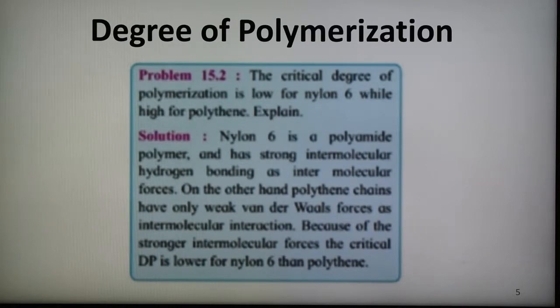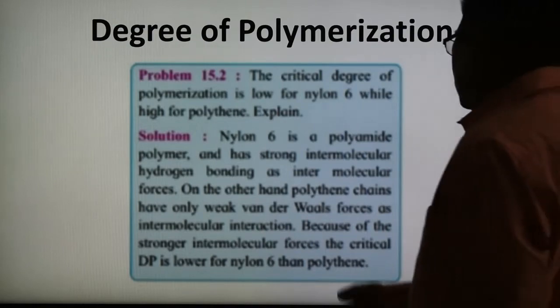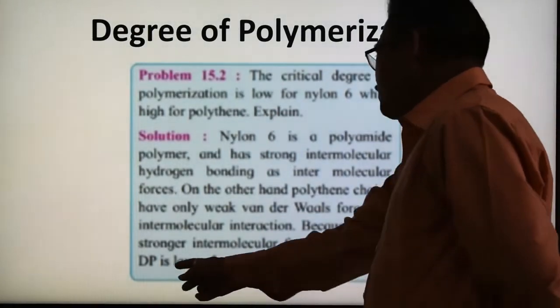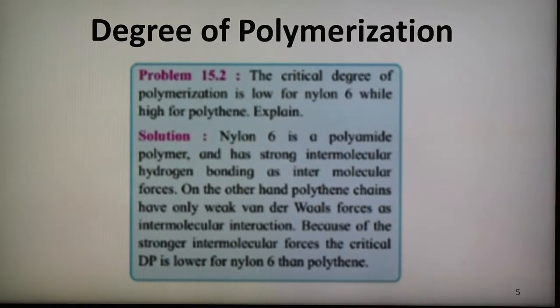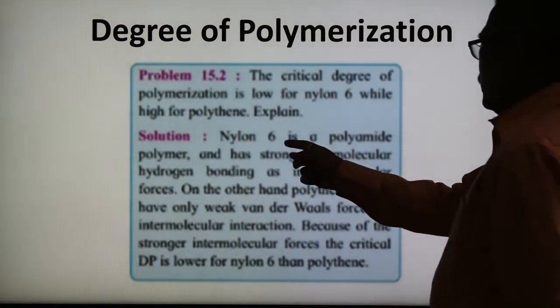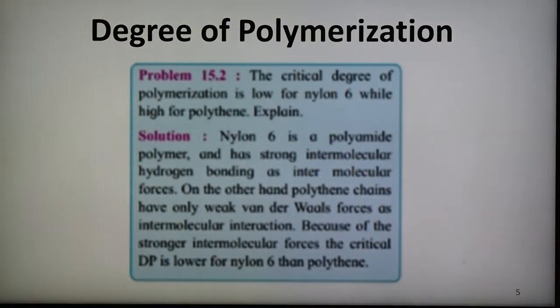On the other hand, in case of polythene, the chains have only weak van der Waals forces. So nylon 6 has strong hydrogen bonding, and polythene has weak van der Waals forces as intermolecular interactions, and therefore, with stronger intermolecular forces present in the compound, the critical degree of polymerization is lower for nylon 6.